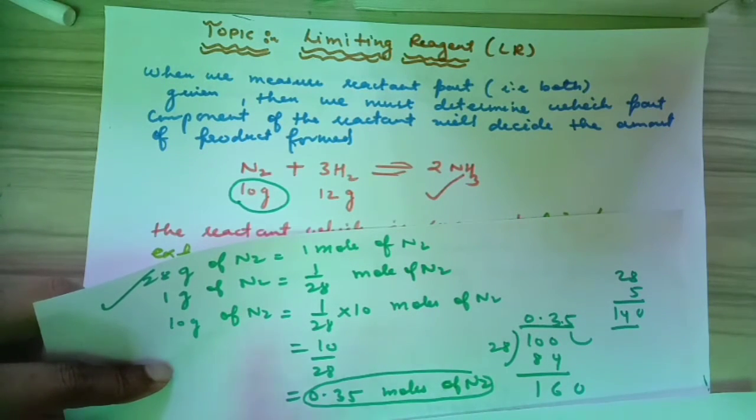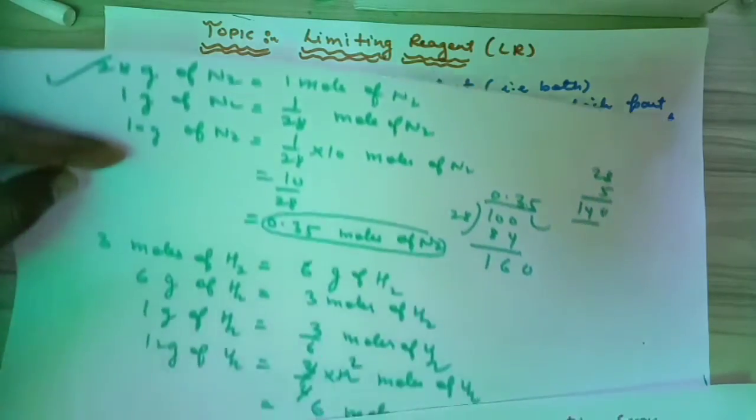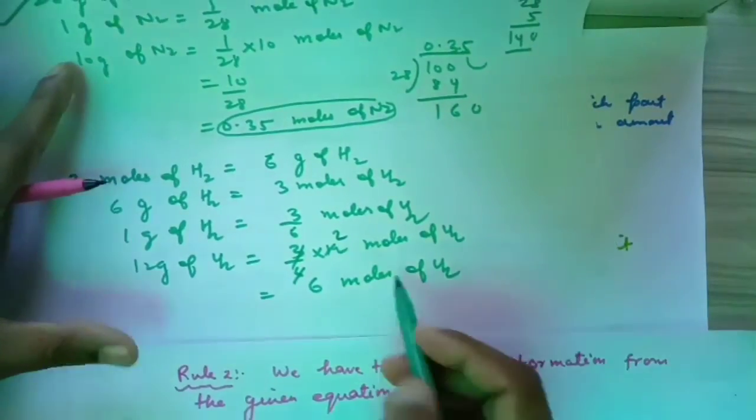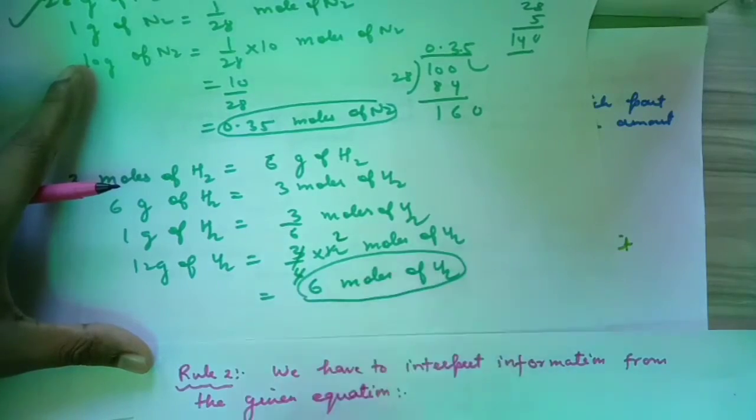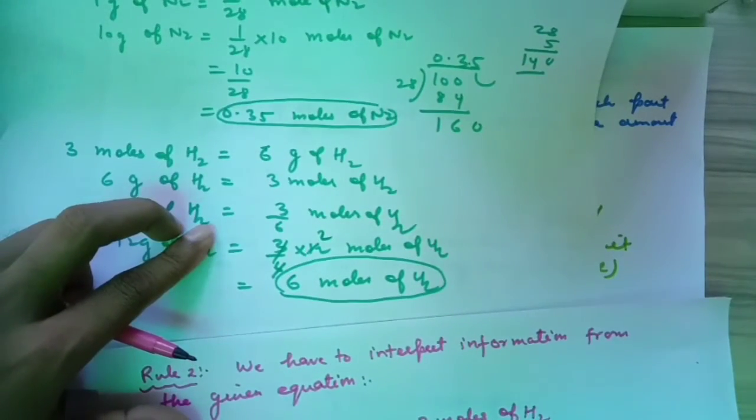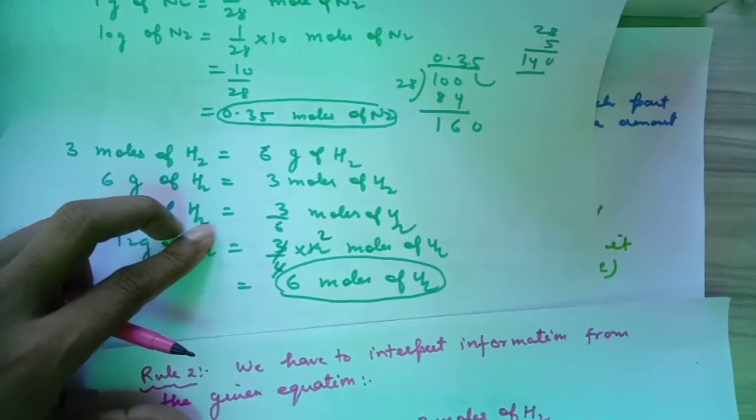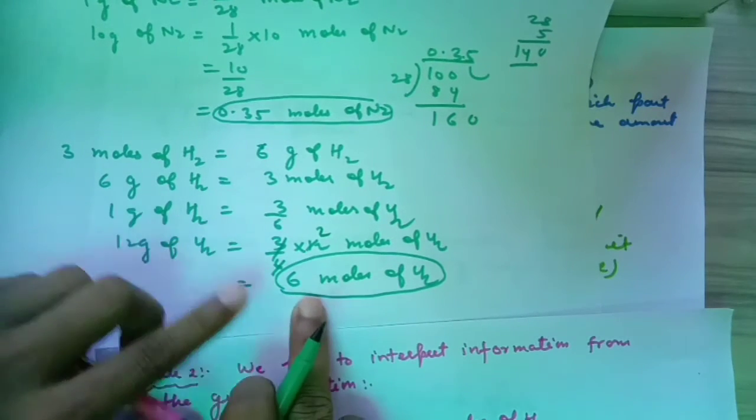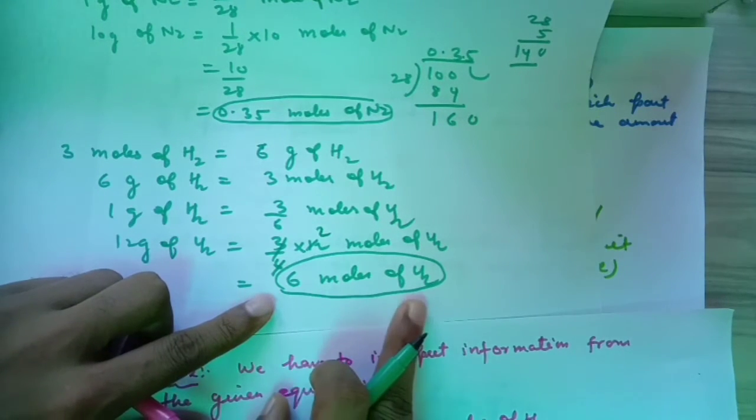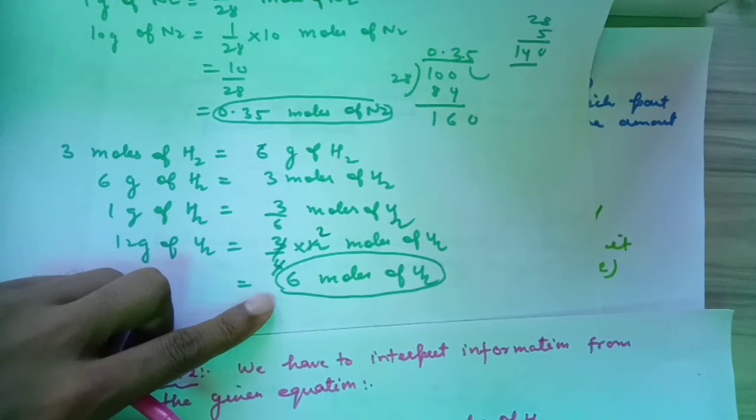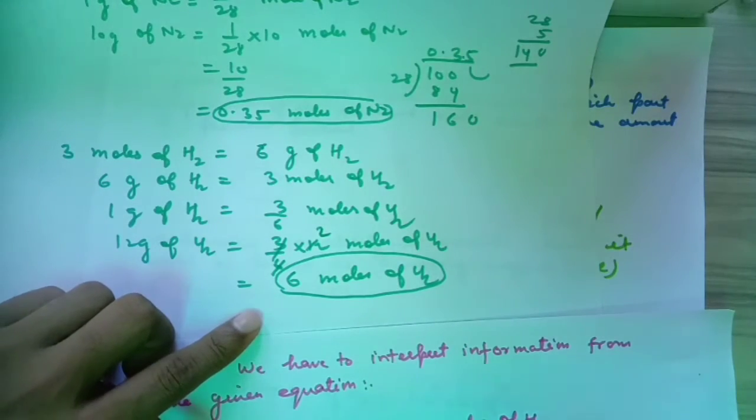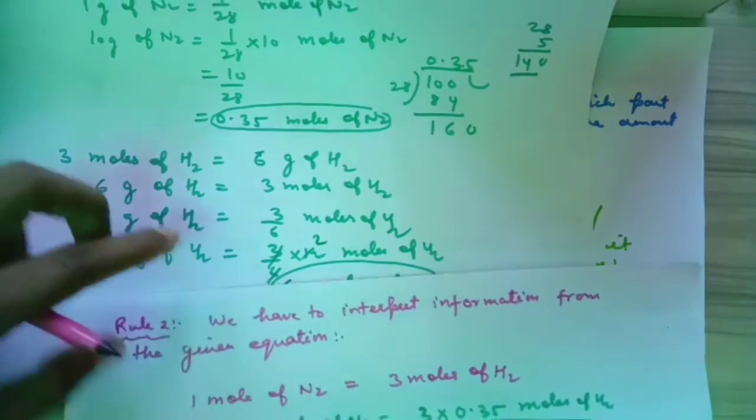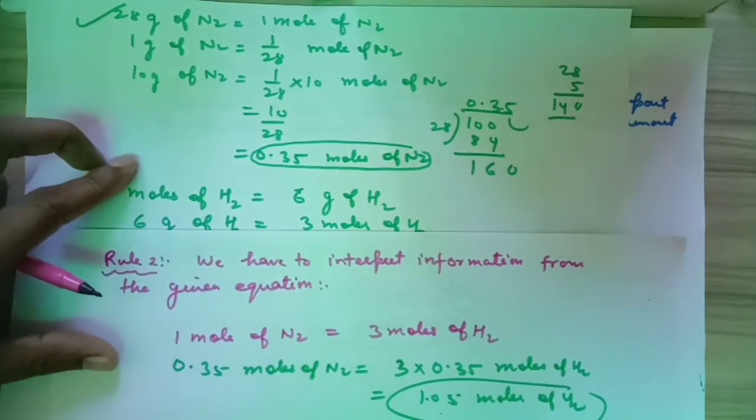So here, now let's decide, it is 6 moles of S2. Here 1.05 moles of S2 is there from the given equation, but we have found out that there are 6 moles of S2. So here we can see that hydrogen is in excess.